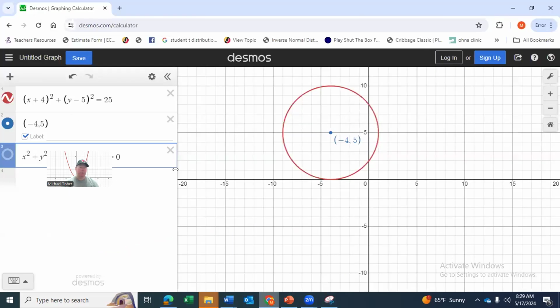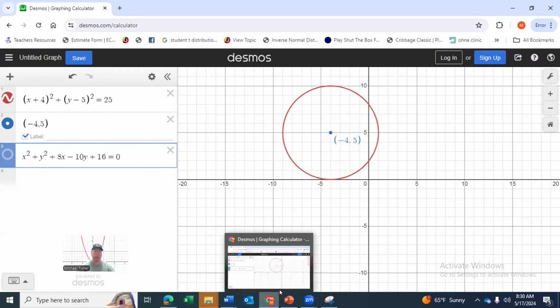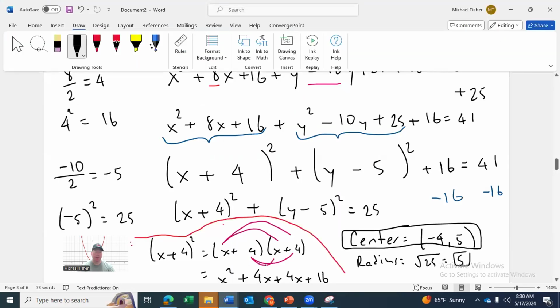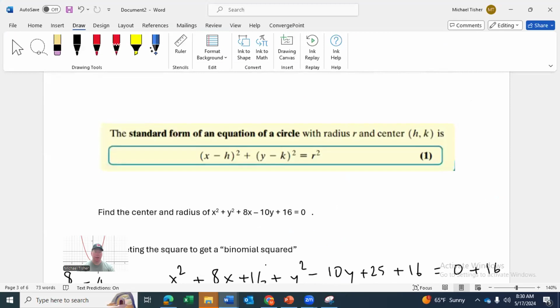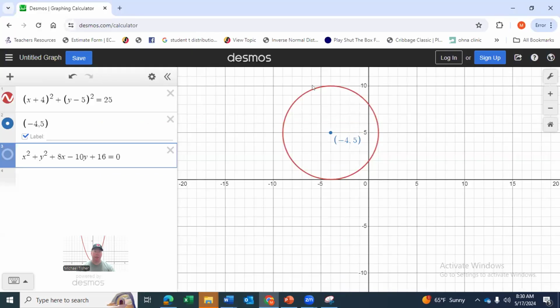All right, and we have it right here. So let's put in the given problem just to make sure. Yeah, here's the given problem. x squared plus y squared plus 8x minus 10y plus 16 equals 0. And we did graph it, and it actually is this circle with center -4, 5.